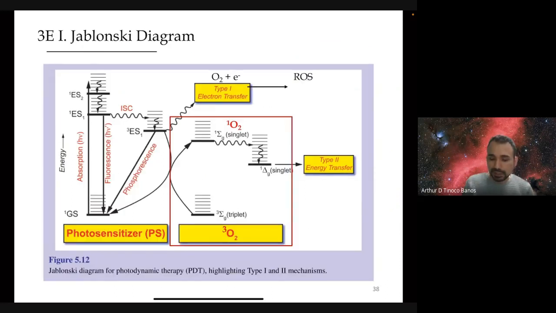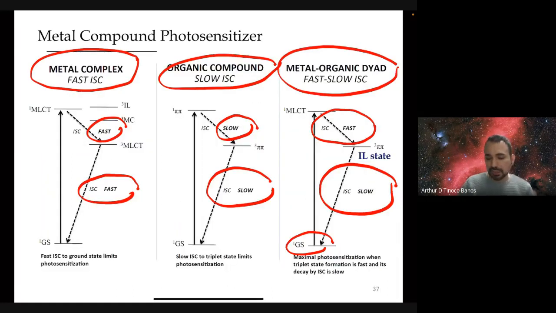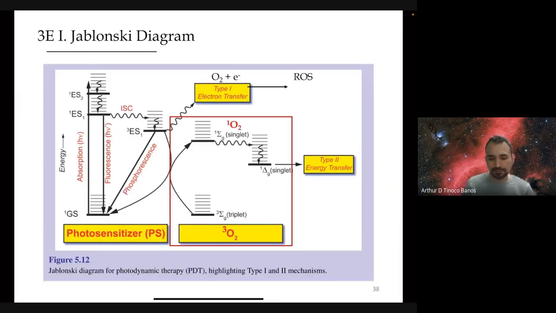So here, instead of crossing into a triplet state from the metal, you're actually crossing into a triplet state from a ligand itself. That's what is known as an intraligand state. All right, so that gives us a perspective of a photosensitizer. So now let's focus on the oxygen. Now we should cross into something that everyone can understand.